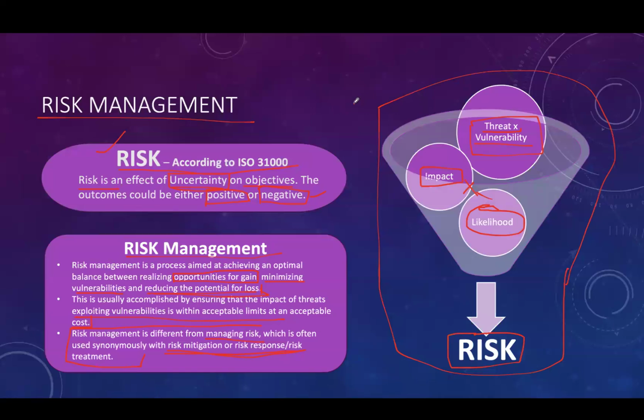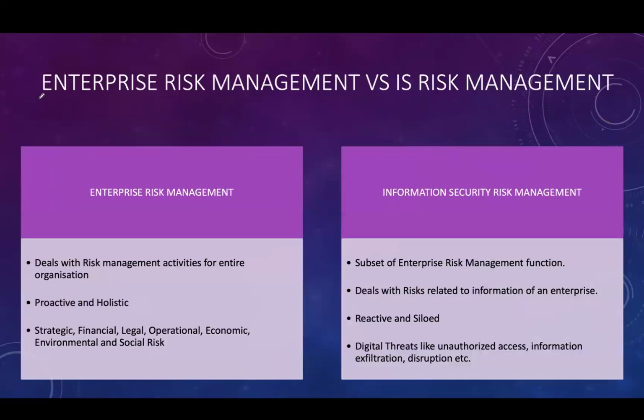Okay, so let's move to the next slide. Difference between enterprise risk management versus information security risk management. As the term says, enterprise risk management would deal with the overall risk management activities for the organization. As I said, ISO 31000 talks about enterprise risk management, for the overall organization, whichever business an organization could be in.